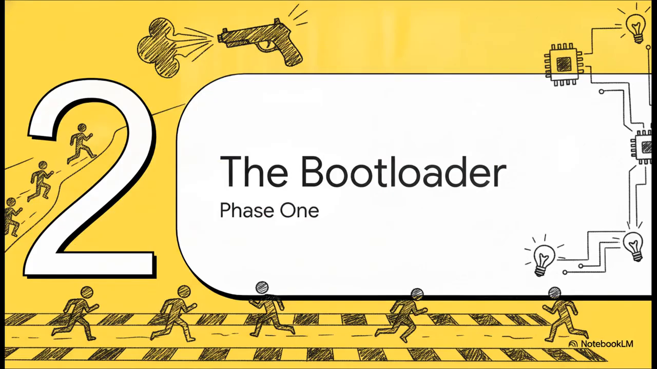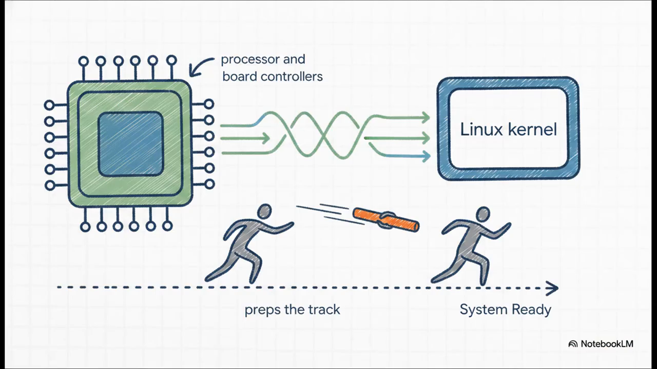Which brings us to part 2, phase 1, the bootloader. The starting gun fires, and the very first leg of our relay race begins. This is where the hardware finally wakes up. So what exactly is a bootloader? Well, it's a completely independent piece of software with one singular, dedicated purpose in life. Its whole job is to initialize the raw processor and board controllers, fetch the Linux kernel, and then gracefully pass the baton by transferring control over to it. Basically, it preps the track.